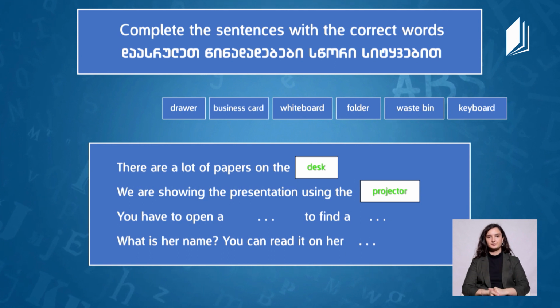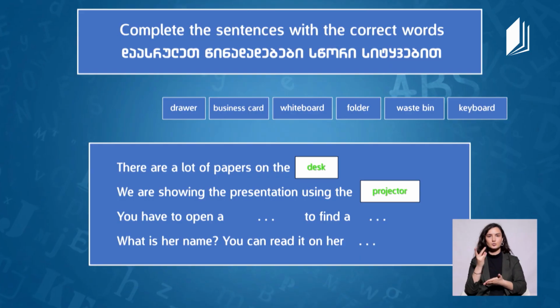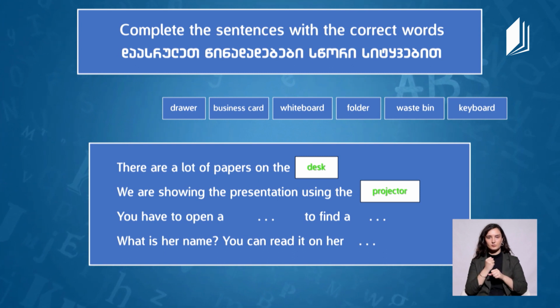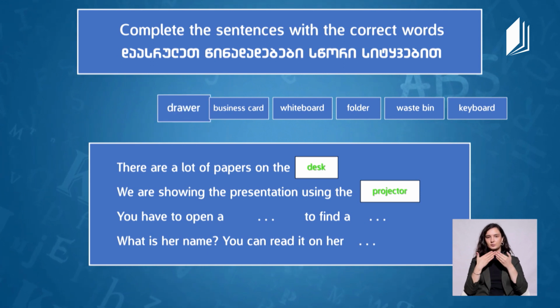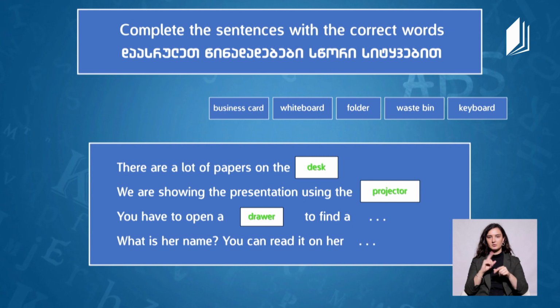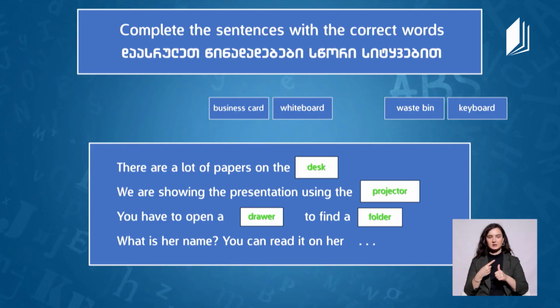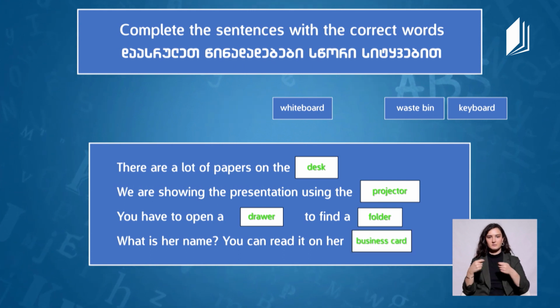Projector. And now let's do the third sentence. What is the third one, Zach? You have to open a blank to find a blank. I know this. You have to open a drawer to find a folder. Fantastic, Zach. Now let's do the fourth sentence. What is her name? So you can read it on her... Oh, business card. Exactly, Zach.